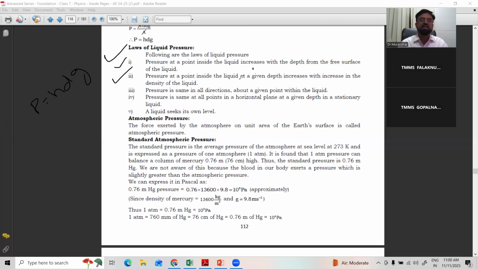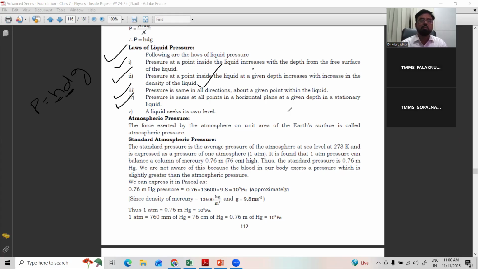Pressure at a point inside the liquid at a given depth increases with increase in the density of the liquid. So different liquids have different pressures because they have different densities. It depends on density also. So depth or height is one factor, density is the other factor. Pressure is the same in all directions about a given point within the liquid. Within a single liquid, pressure is the same in all directions. Very, very important law. If you go to another liquid, it may change, but in a given liquid, the pressure is always the same.